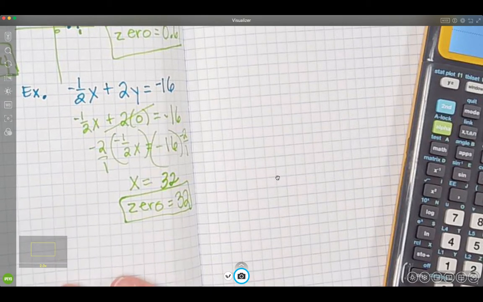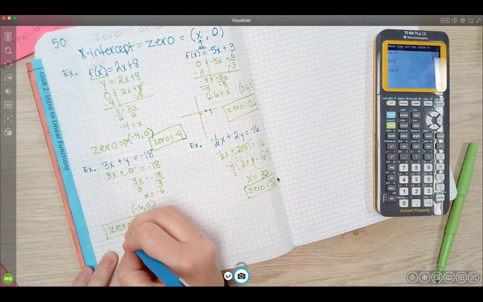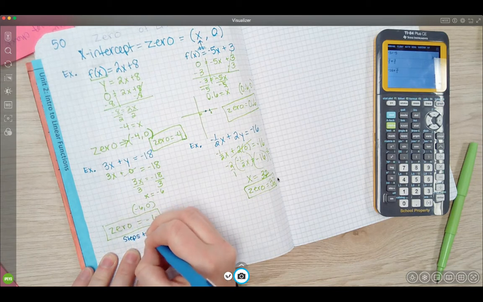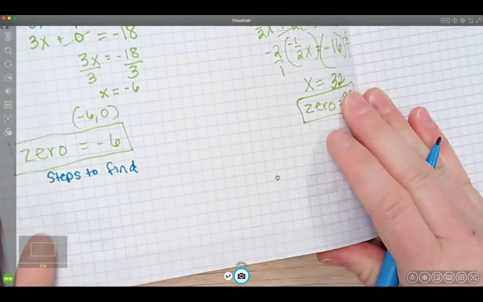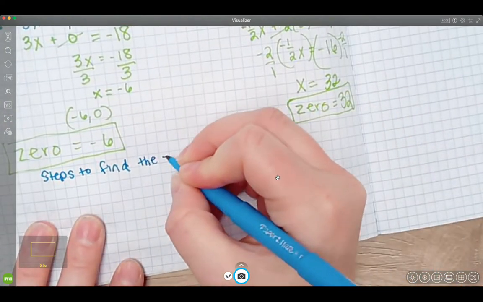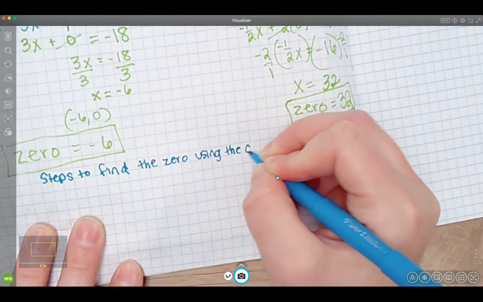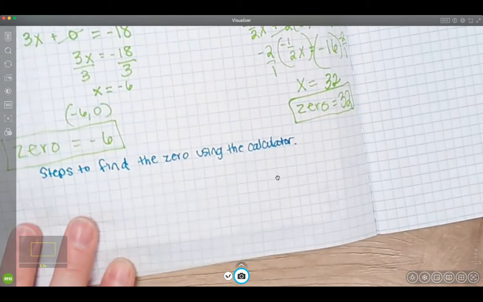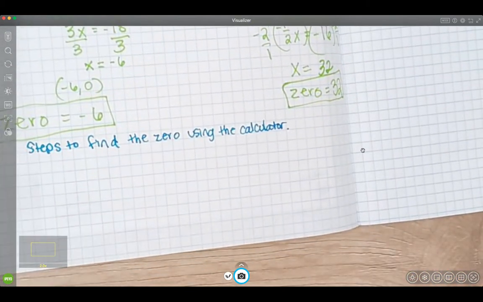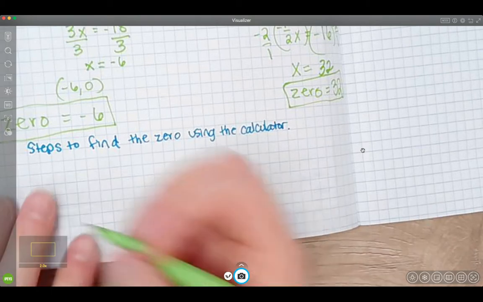Okay, so now we can use the calculator to check it. So we are going to write some notes. Steps to find the 0 using the calculator. We're going to use the examples that we already have. Okay, so step 1.